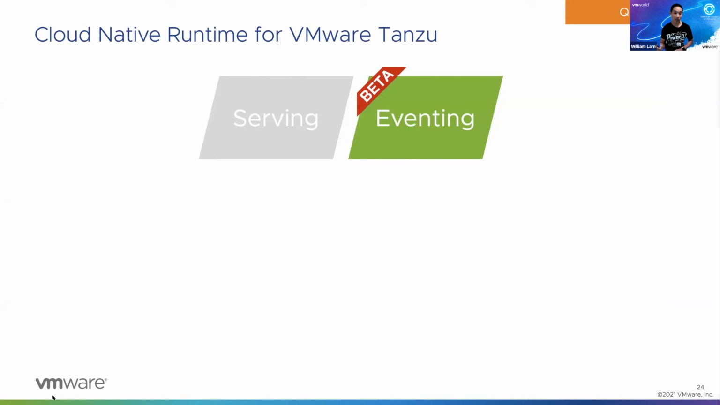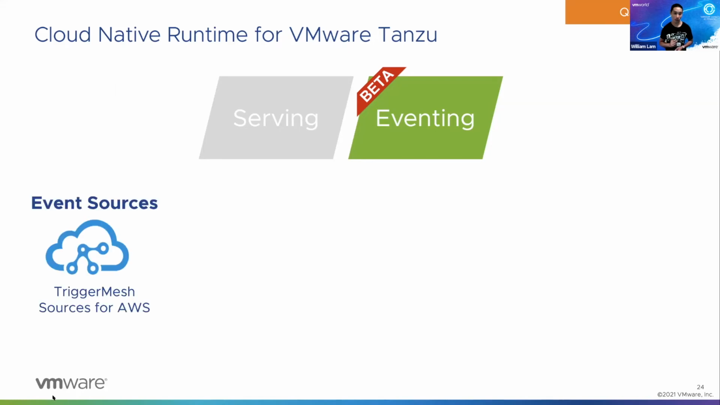The eventing package is part of CNR. However, it's still currently in beta, but it is going to be coming out to GA hopefully within Q3 of 2021. Now, why is this important? Well, the eventing comes with a number of event sources. One popular one is TriggerMesh sources for AWS. This allows us to easily bring in events coming from AWS like S3, SNS, SQS, even CloudWatch.